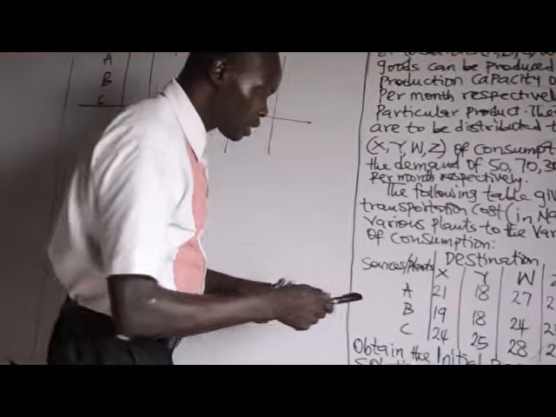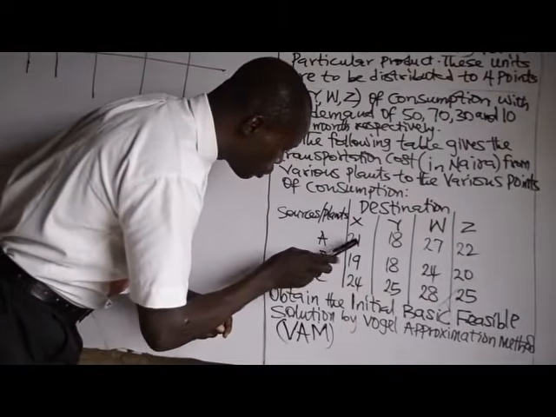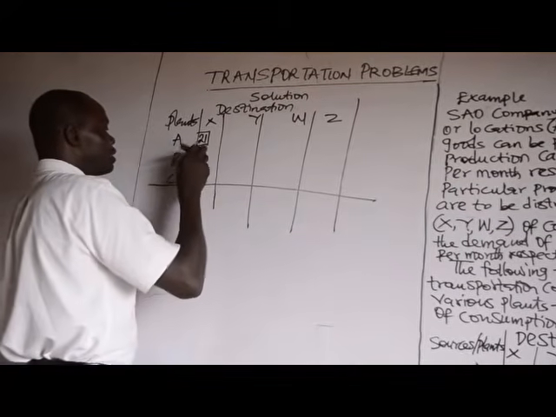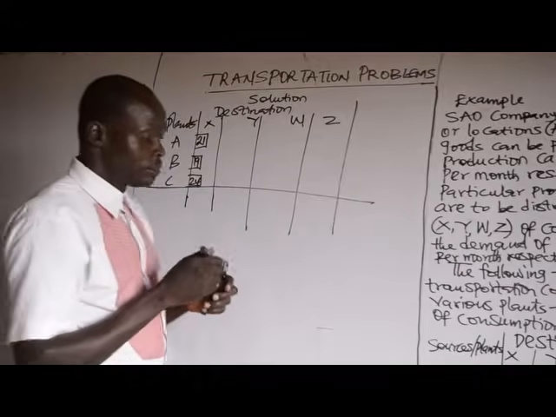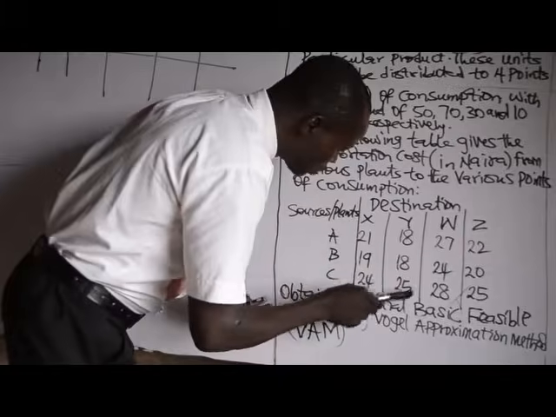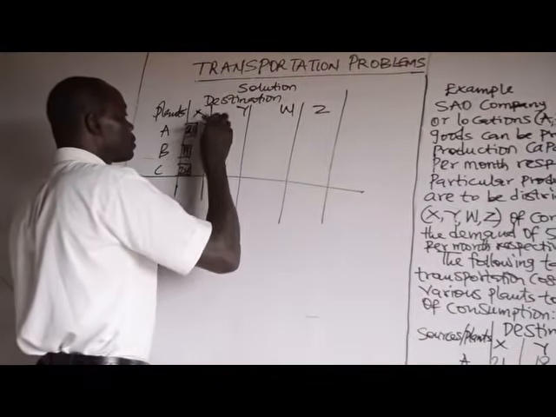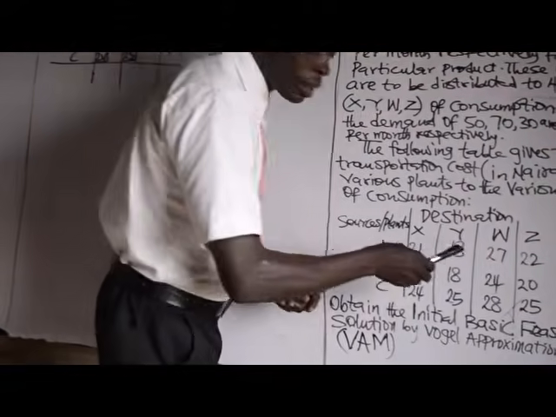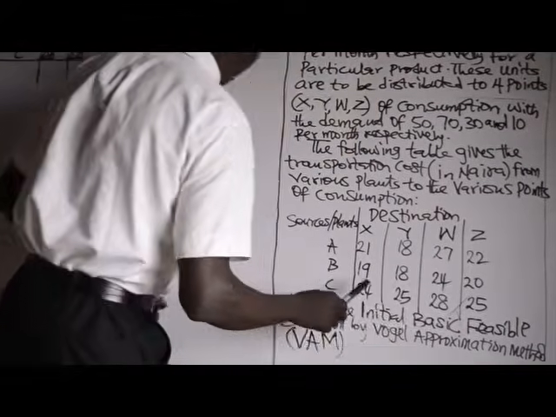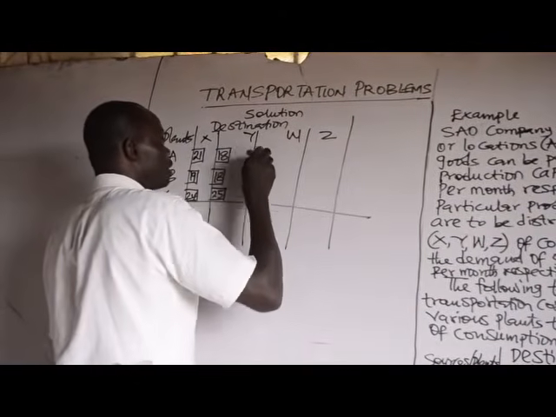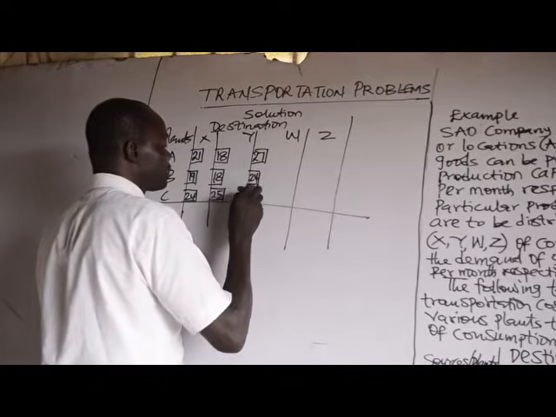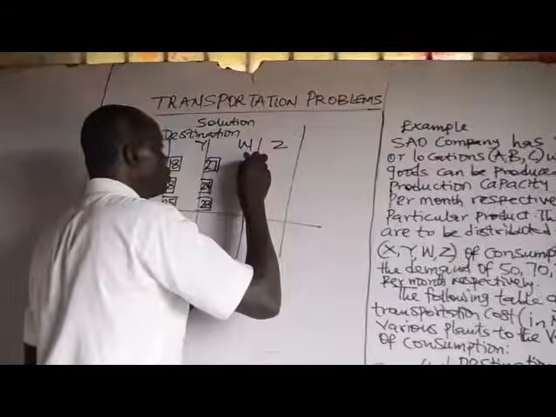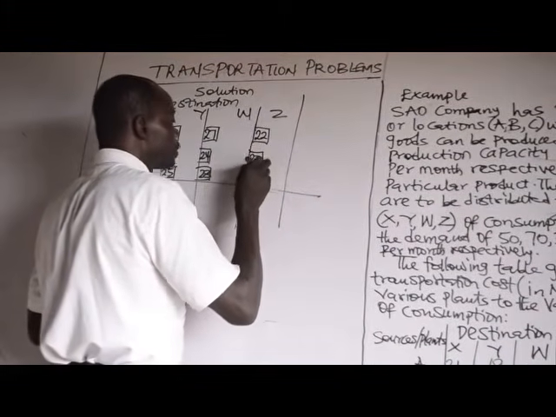So now back to the question. The cost under column X, we have 21, 19, and 24. Column Y, we have 18, 18, and 25. Column W, we have 27, 24, and 28. Then we have column Z, 22, 20, and 25.